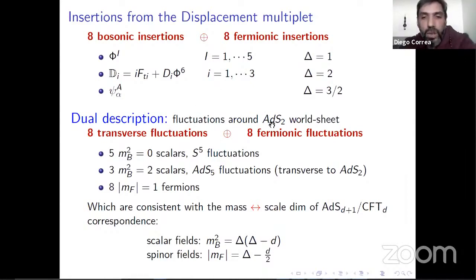If you compute fluctuations around this AdS2 worldsheet in the static gauge, focusing on the coordinate excitations in the target space fluctuations, we are going to have 5 transverse fluctuations. Recall, this is an AdS2 in AdS5 x S5, so we have fluctuations in the S5 sphere. All of them are massless scalars. And then if you look at the usual relation between masses and dimensions in the AdS/CFT dictionary, massless scalar fields in AdS2 are precisely in correspondence to operators with dimension delta equal to 1. Moreover, we can also have excitations in the AdS part of the space, transverse to the AdS2. In this case, the excitations are massive. They are 3, and they have mass squared equal to 2. And again, they are in correspondence with operators of dimension delta equal to 2. And also, you have 8 fermionic fluctuations, and their masses also match the dimensions of the fermionic insertions in the displacement multiplet.